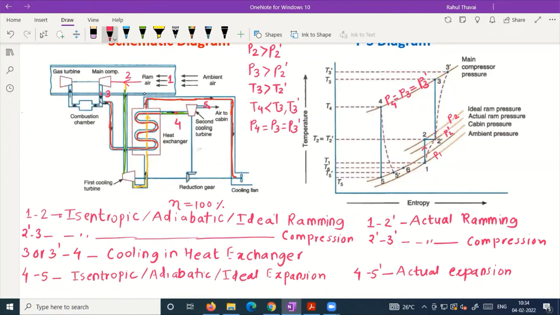Ideally we may say that the turbine is producing power from T4 to T5, but actually it is only producing from T4 to T5 dash. You can see that the length of the line 4-5 dash is less compared to 4-5. That means the turbine in ideal condition produces more power than in actual. Ideal is 4-5.